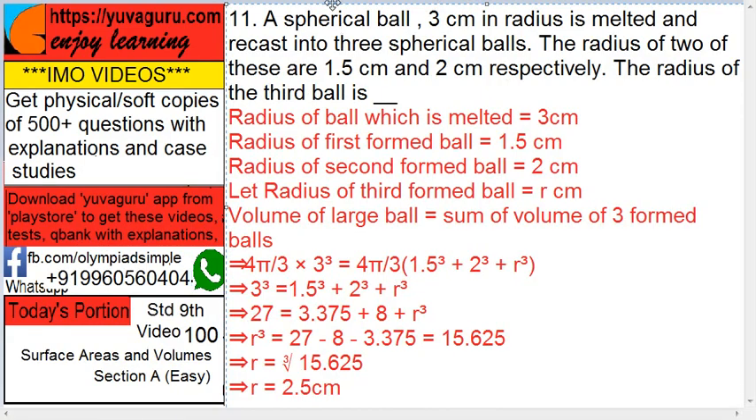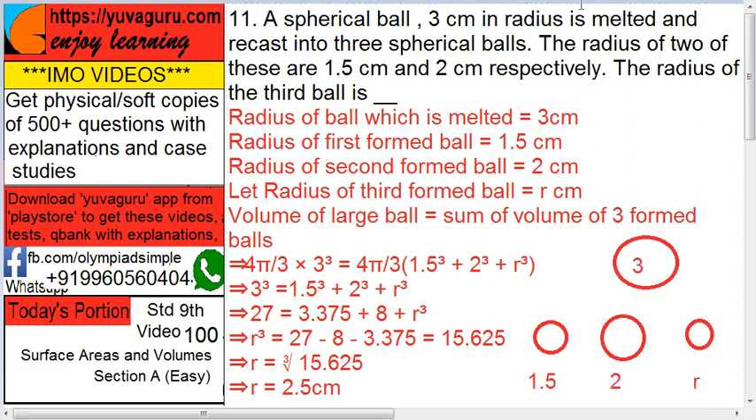A spherical ball 3 centimeter in radius is melted and recast into 3 spherical balls. The radius of 2 of these is 1.5 and 2 centimeter respectively. The radius of the third ball is... it means this is a big sphere of 3 centimeter radius. It is melted and converted into 3 balls of 1.5 centimeter, 2 centimeter and r centimeter radius. We have to find out r.